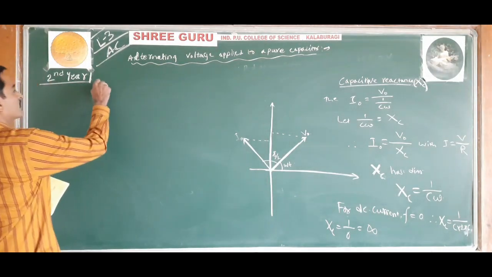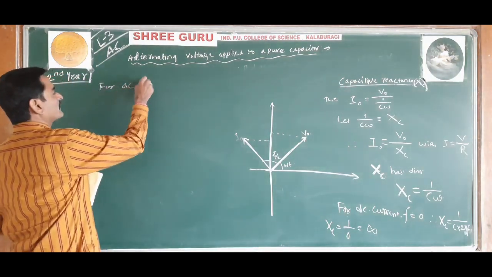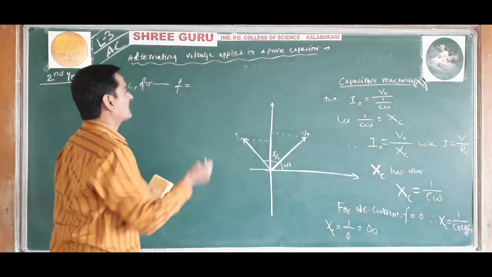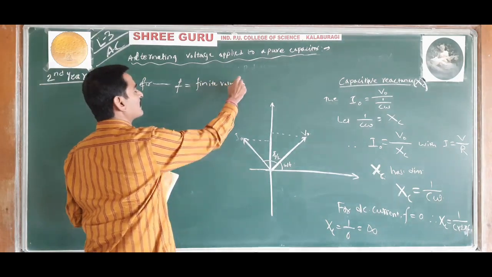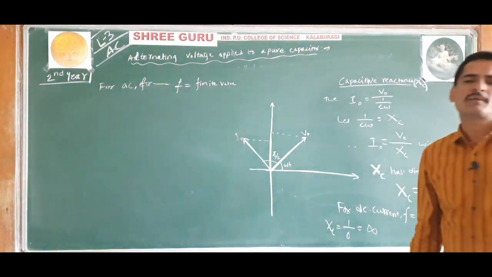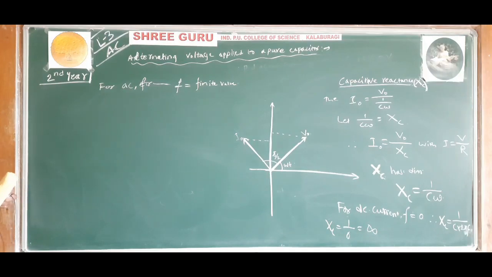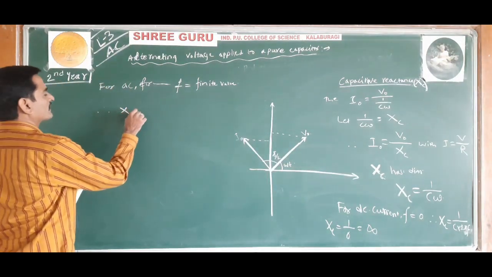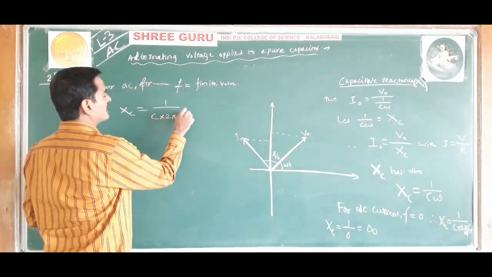And now for AC current, the frequency F is equal to some finite value. In India it is generally 50 hertz. In some cases it may be 60 hertz or 40 hertz, but generally it is roughly fixed at 50 hertz. So F is equal to a finite value. Therefore XC is equal to 1 divided by C into 2 pi into some finite value.